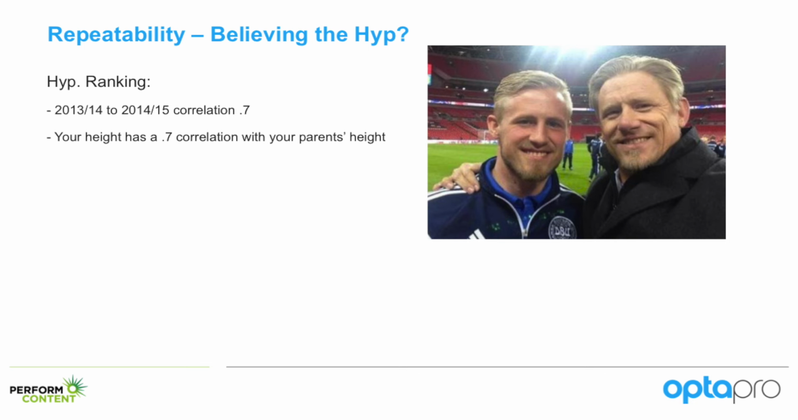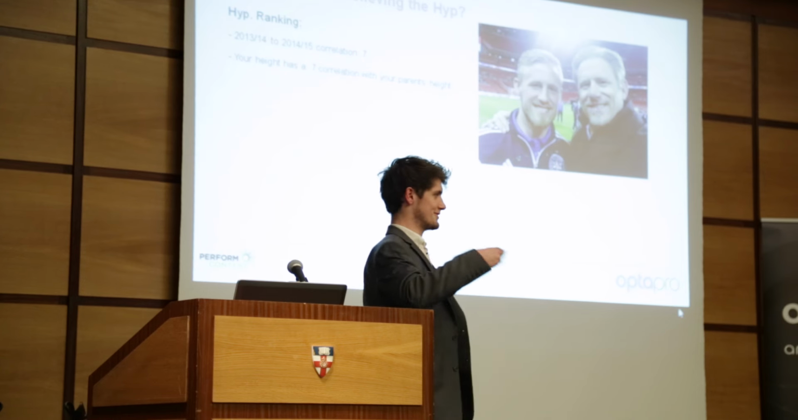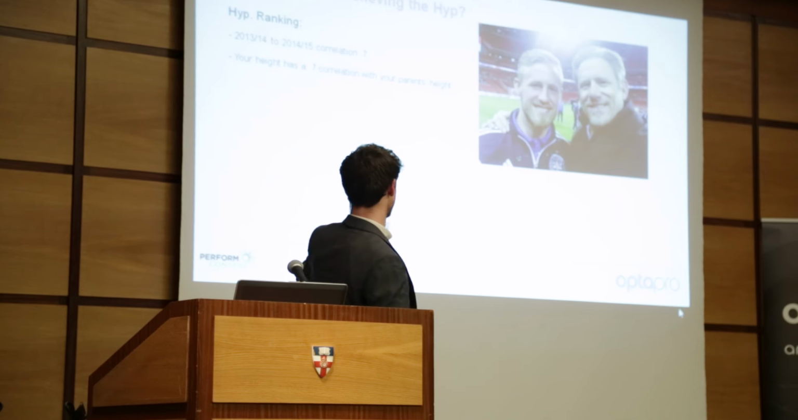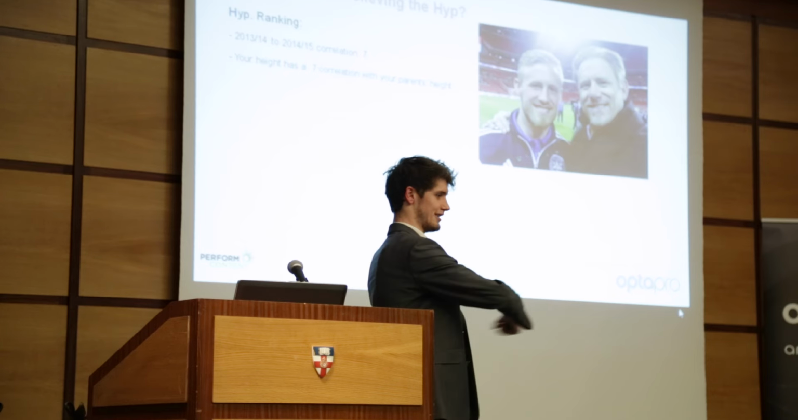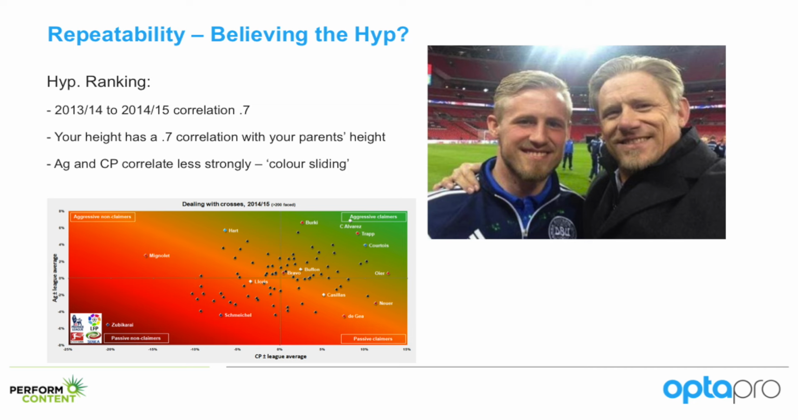And your height has a 0.7 correlation with your parents' height, to give an idea of the intuition. When you think of someone's parents, they're likely to be a similar height to themselves, at least to a degree. So that gives an idea that if a keeper performs well in 2013-14, they're fairly likely to in 2014-15. However, the hypotenuse ranking is a lot more repeatable than our aggression and claims percentage on their own.